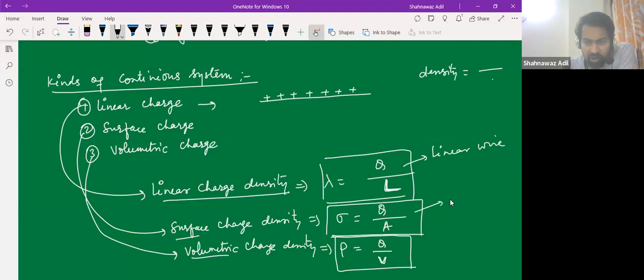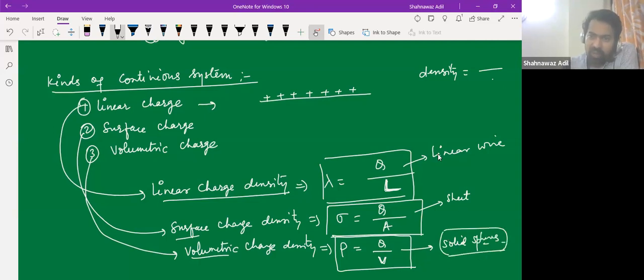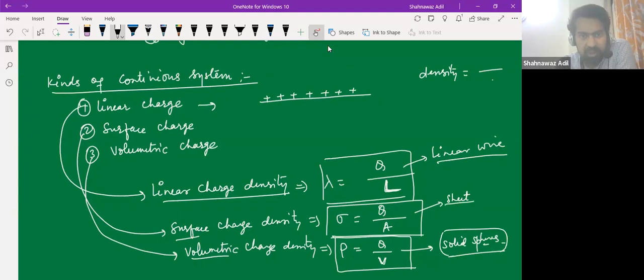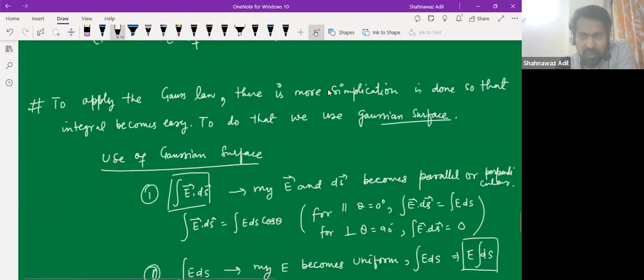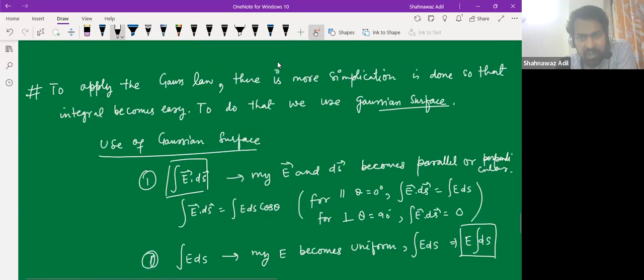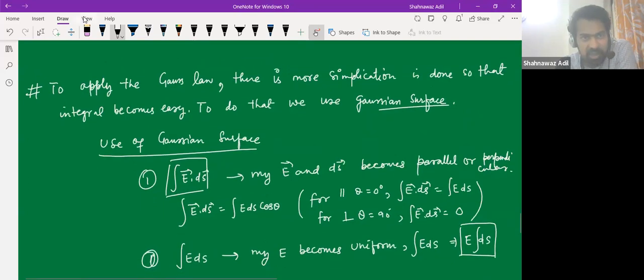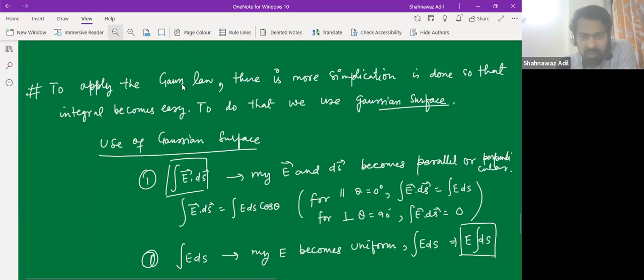For a sheet, we'll talk about surface charge density, and the volumetric part is not there for solid cylinders or spheres. So these are not in the syllabus. We'll talk about this in the next class, hopefully. Please note down these things, and in the next class please revise.